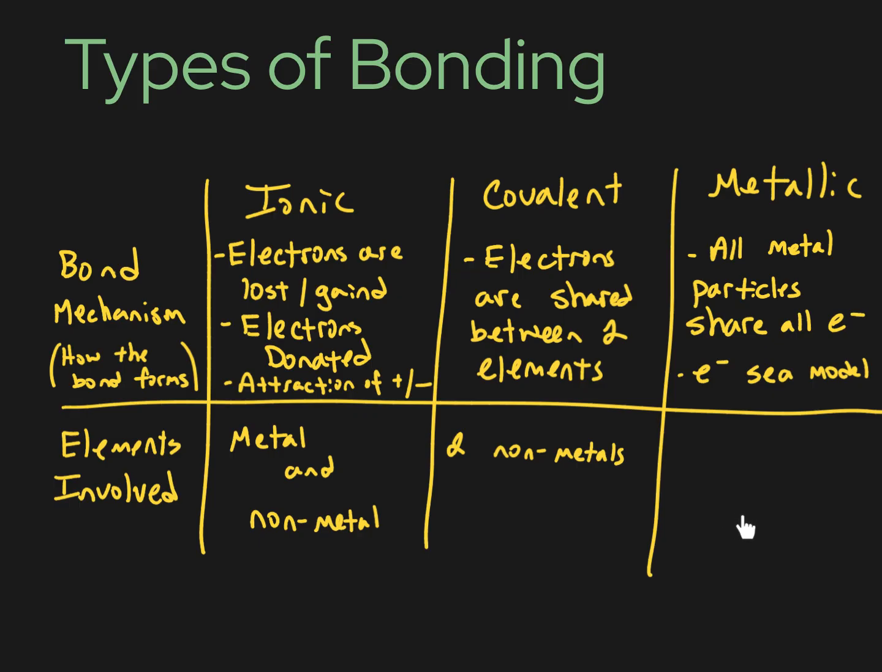And then with metallic bonding, only metals are involved in metallic bonding. And we talked about this a little bit earlier. The mechanism is that all the metals in the sample share all of their electrons to what is known as an electron sea, or think of it as a potluck, where all the metals donate all their electrons and all the metals share all the electrons.